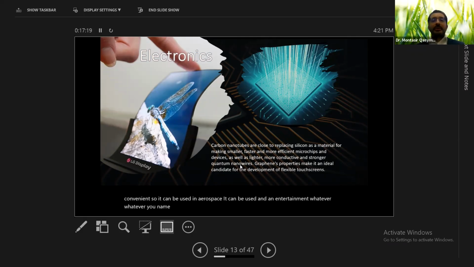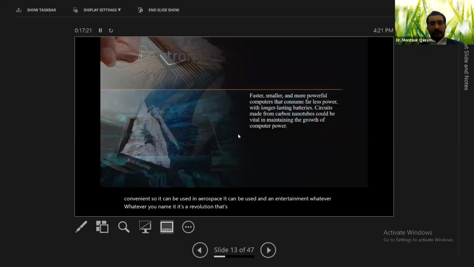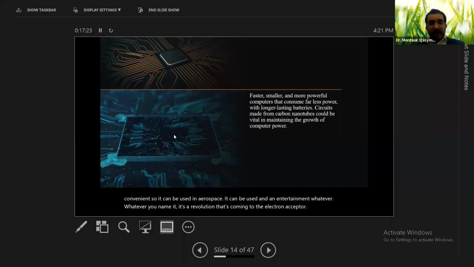It's a revolution that's coming to the electronic sector. So here they're saying that using nanotechnology, chips are becoming faster and more efficient. They are becoming smaller in size, more compact, and they are also consuming less energy, which, for example, allows using batteries for a longer time.